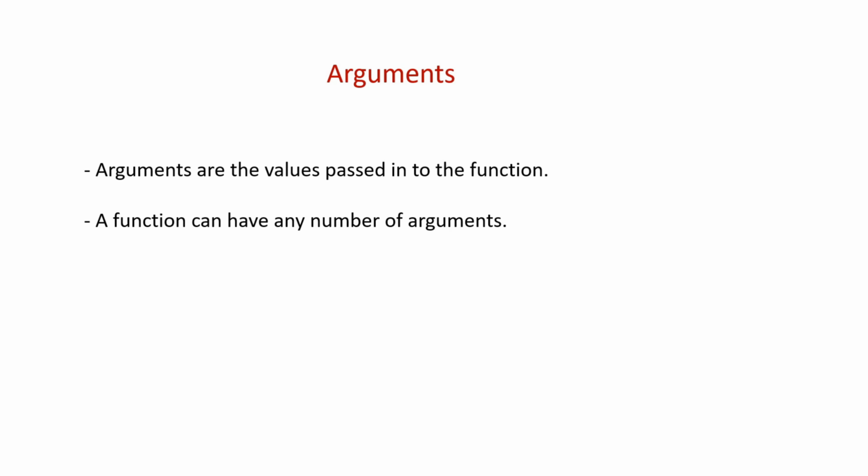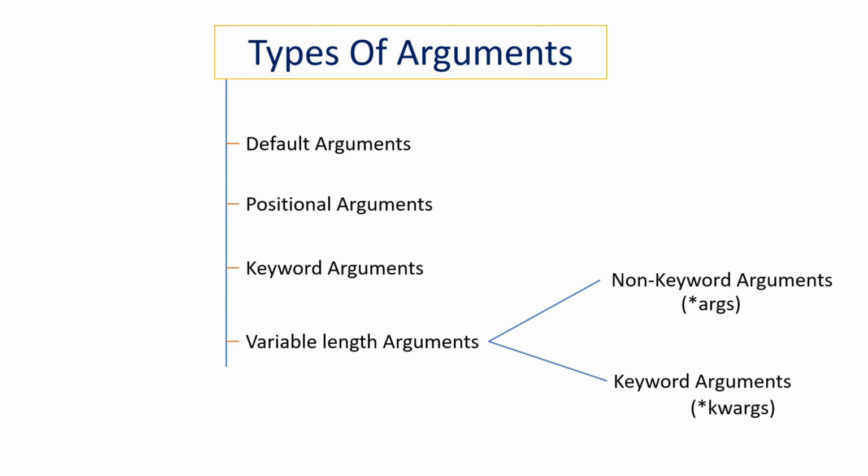Arguments are nothing but values which we pass into the function during the function call. We can pass any number of arguments into a function inside the parentheses, separated with commas. Now we will see what the different types of arguments present inside Python are.